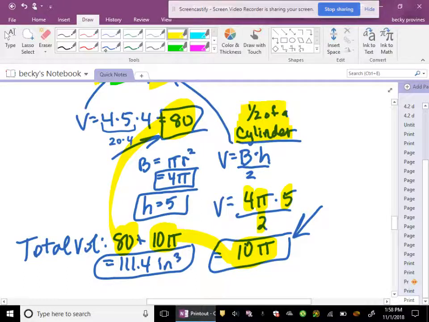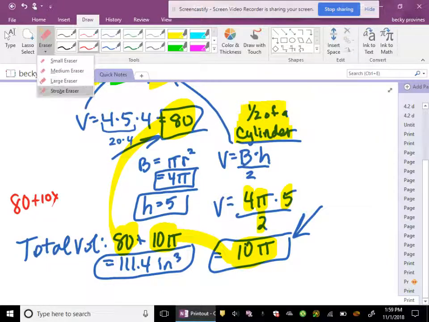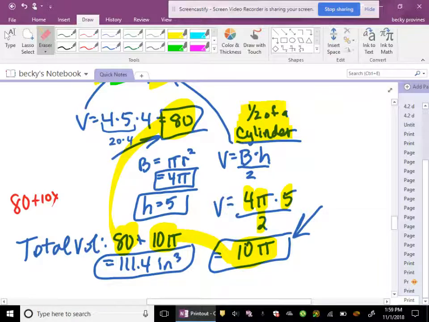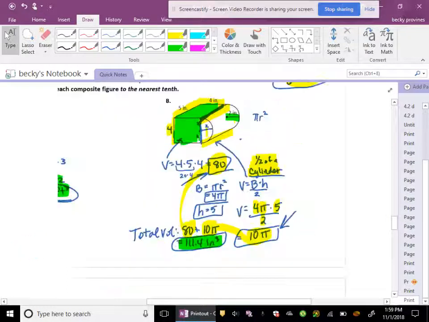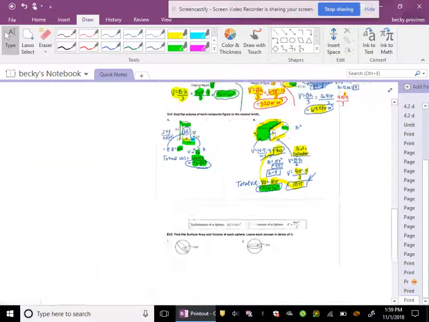It's kind of like, let's go back. In algebra 1, if you have 80 and 10x, you can't add those together and make 90x because one of them doesn't have a variable. It's the same thing with the pi symbol. If one doesn't have a pi symbol, you can't add them together to make a new number with a pi symbol. All right, anyway. So when you add those together with a calculator, you should get 111.4 inches cubed.